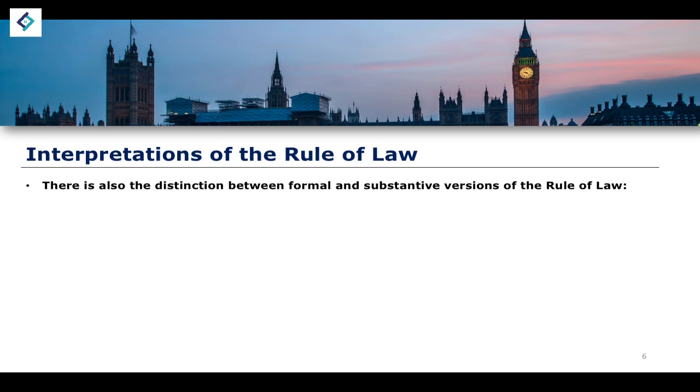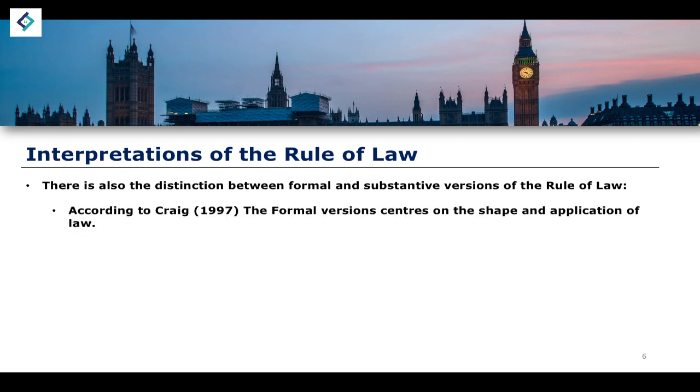We also think about distinctions that we can make between a formal versus a substantive version of the rule of law. According to Craig, 1997, the formal version of the rule of law centers on the shape and application of the law itself, whereas in the substantive versions we're talking about the content of the law. What does this delineation actually signify? Well, the formal version is talking about the law as an idea, the law as a consequence that is broad and that we can think about in relation to how it operates, how it looks, how it works.